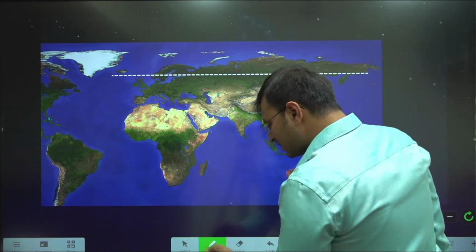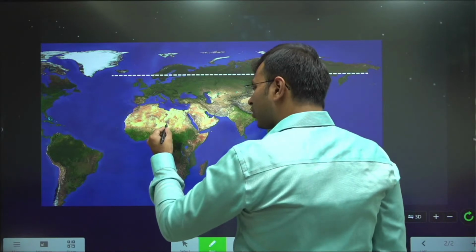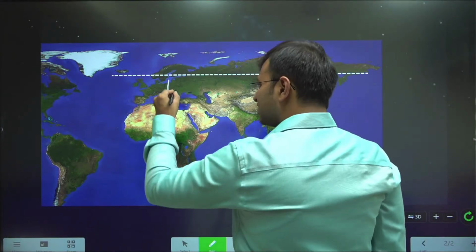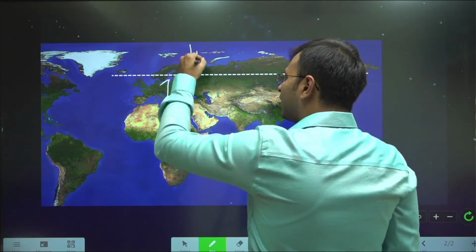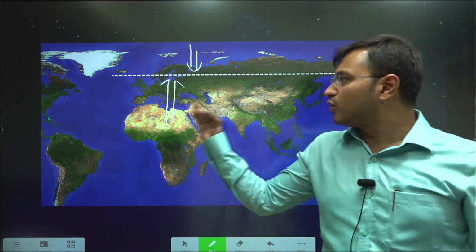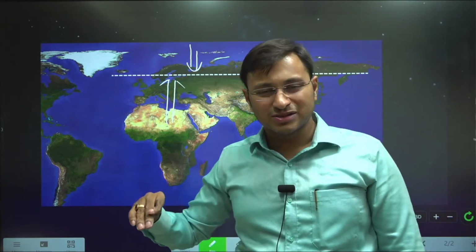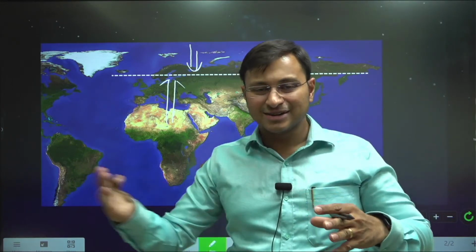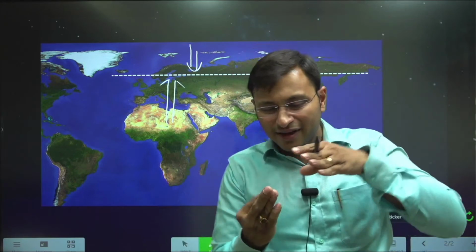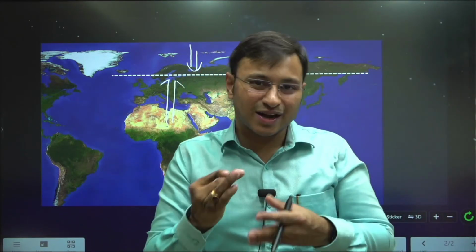Now, what is happening at this latitude? You have the warm tropical air coming like this, and you also have the cold polar air, the cold Arctic air, coming like this. Here you have the subpolar low pressure belt, where the air is forced to uplift. As the air rises, the water vapor inside the air will condense and you will have rainfall.